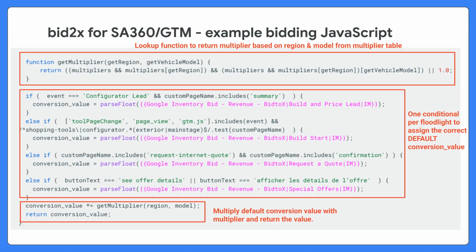The logic to determine each floodlight condition is assigned during the configuration of bid2x for SA360. Finally, the default conversion value is returned after it is multiplied by the associated index retrieved, depending on the model and region.